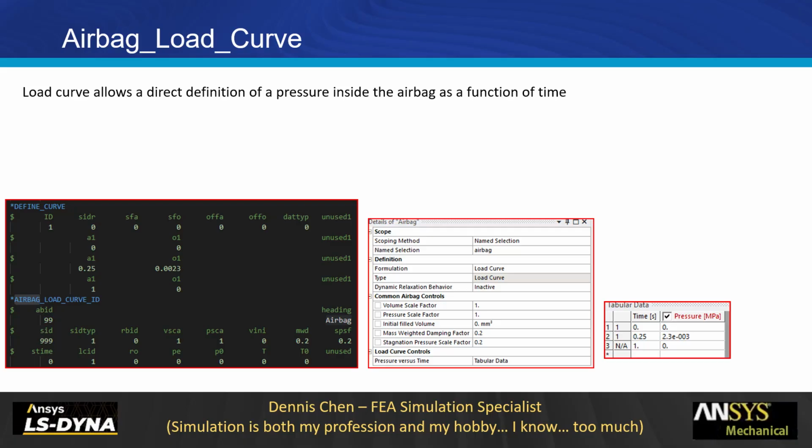So the way you do that is basically you use this airbag load curve, and you can also actually use it inside Workbench. You actually have the airbag functionalities where you can just change the formulation to load curve, and all you're doing here is you can set D to 0, by the way. You can define the tabular data. The tabular data is basically your internal pressure as a function of time.